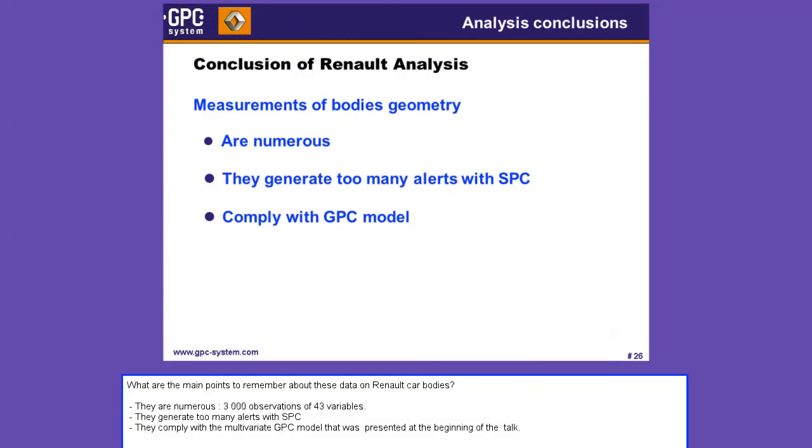What are the main points to remember about these data on Renault car bodies? They are numerous, 3,000 observations of 43 variables. They generate too many alerts with SPC. They comply with the multivariate GPC model that was presented at the beginning of the talk.